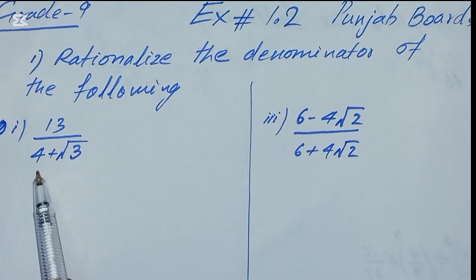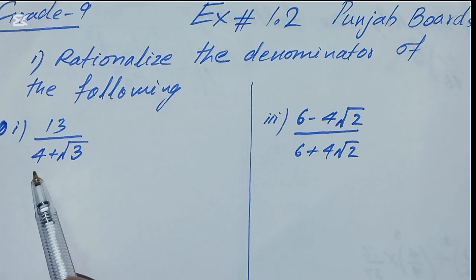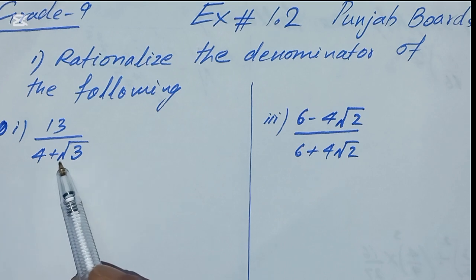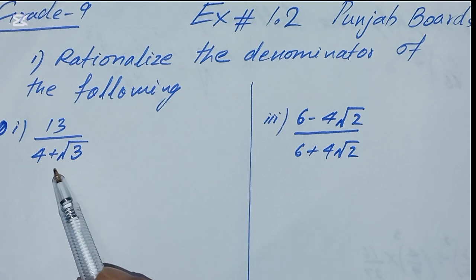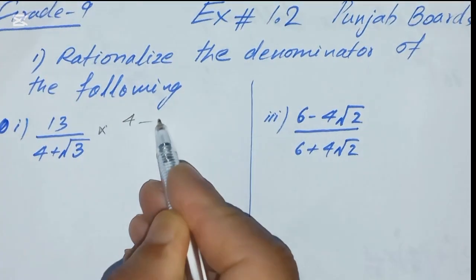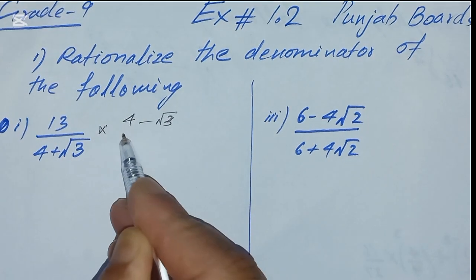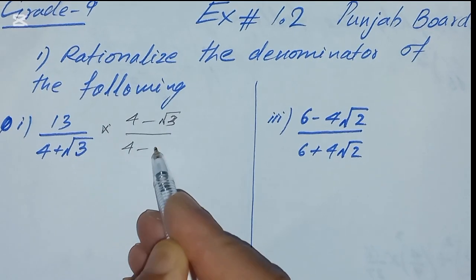13 by 4 plus under root 3. We want to remove radical sign from denominator. For this purpose, we multiply by the conjugate of this 4 plus under root 3. Its conjugate is 4 minus under root 3. We multiply numerator by 4 minus under root 3 and denominator by 4 minus under root 3.